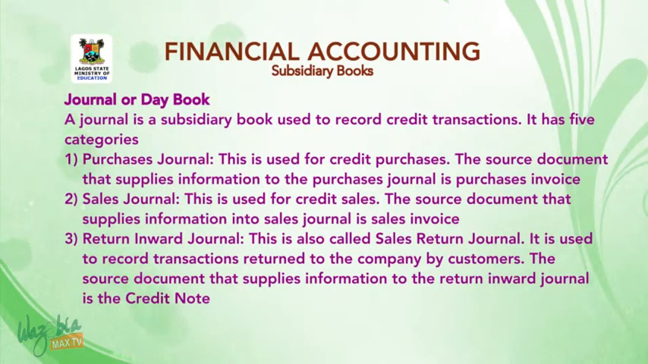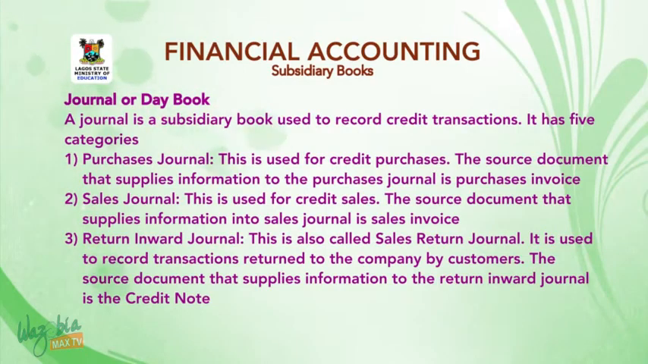It has 5 categories. 1. Purchases journal. This is used for credit purchases. The source document that supplies information to the purchases journal is purchases invoice. 2. Sales journal. This is used for credit sales. The source document that supplies information into sales journal is sales invoice.